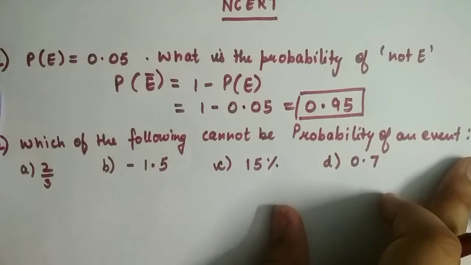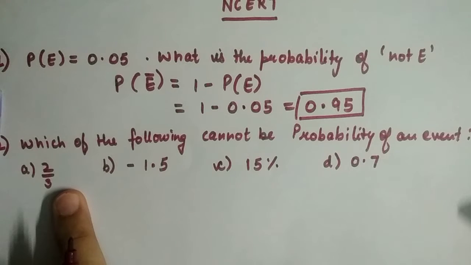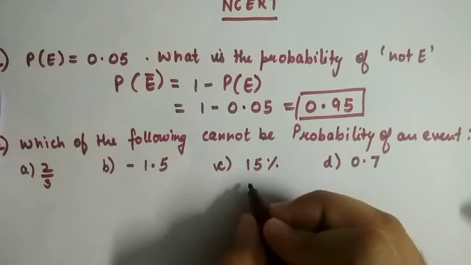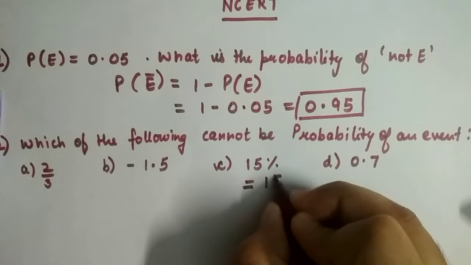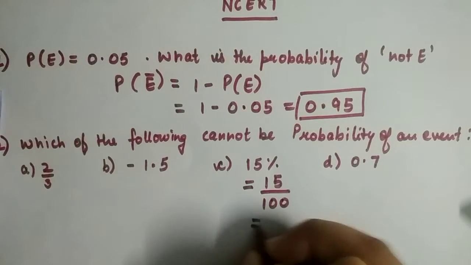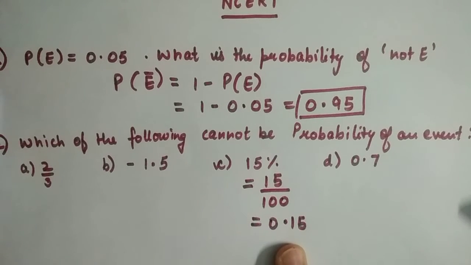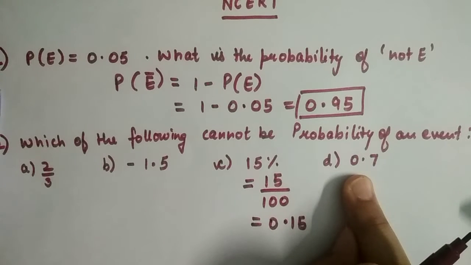Now you know the condition that the probability of an event always lies between 0 and 1. It could be 0 or it could be 1, but it cannot be greater than 1 or less than 0. So 2 by 3 is less than 1 and greater than 0, therefore it is correct. Now see 15%. You reduce it to a fraction, 15 upon 100, it is 0.15. This is also greater than 0 and less than 1, so this is also correct. 0.7 is greater than 0 and less than 1, so it is also correct.